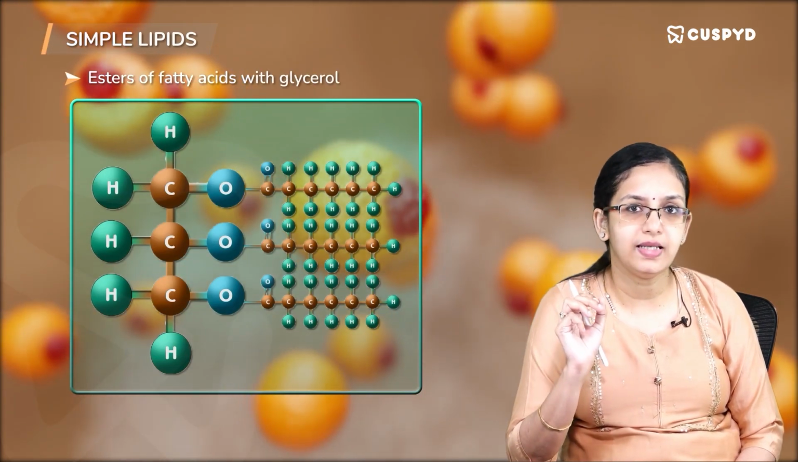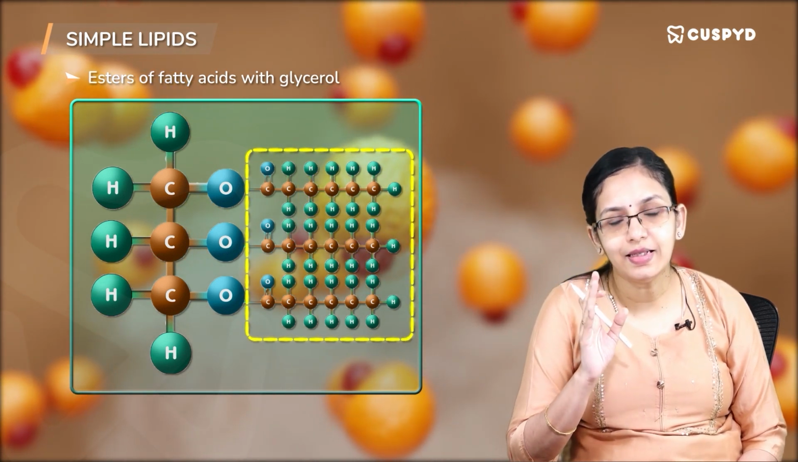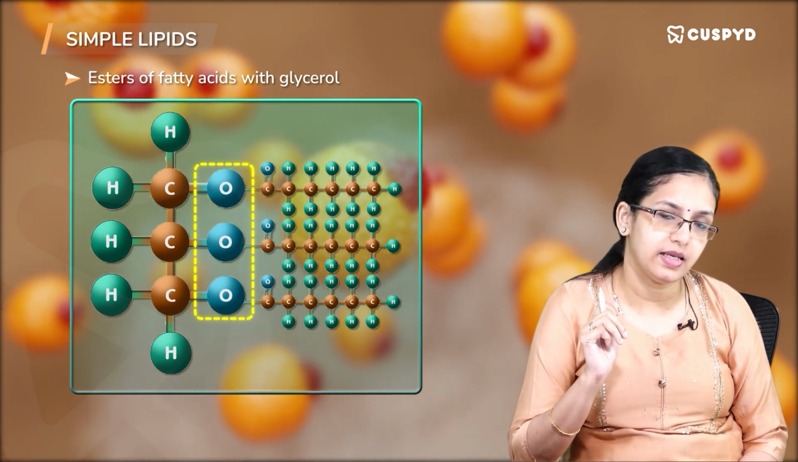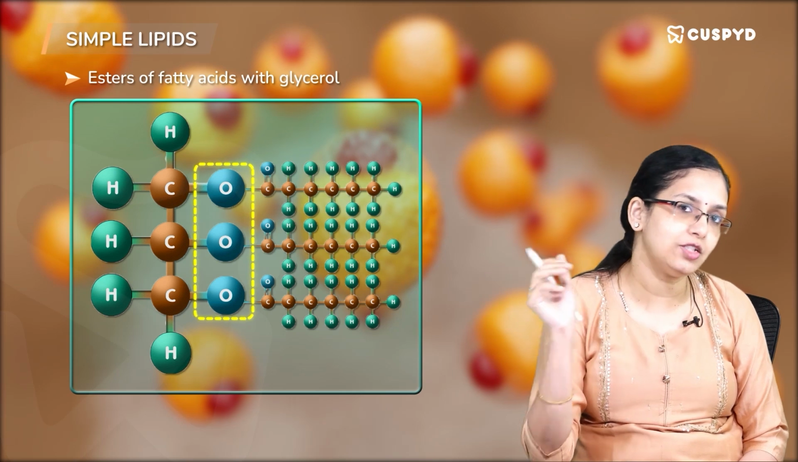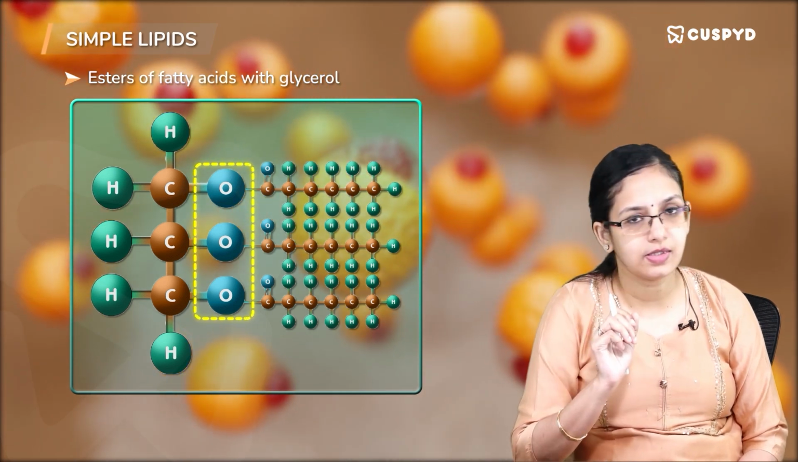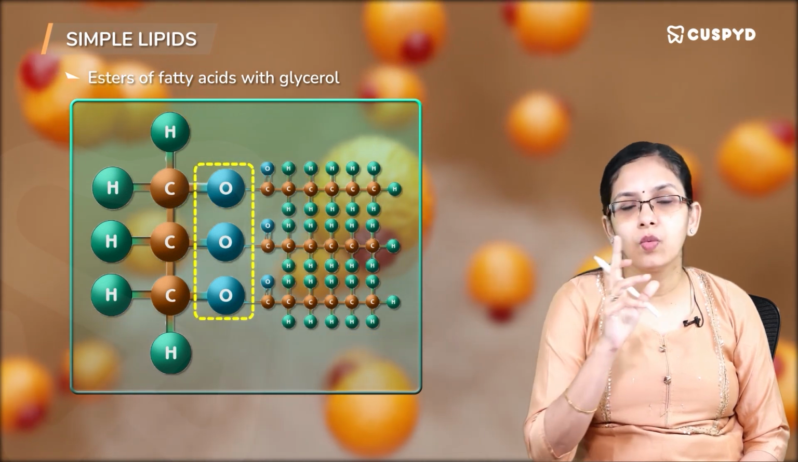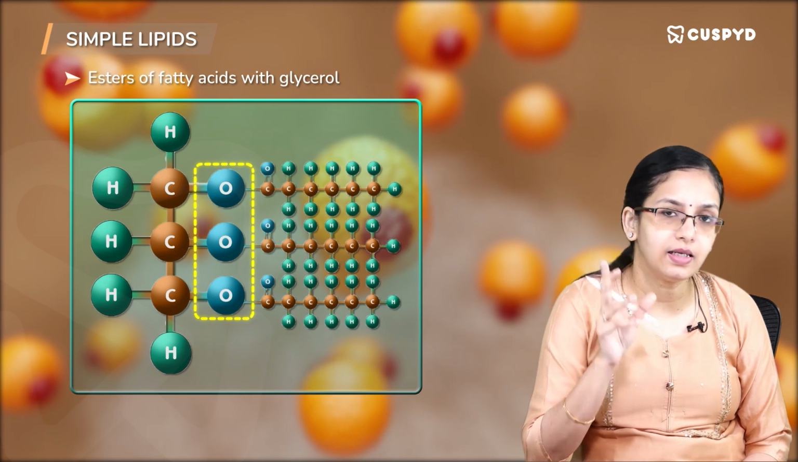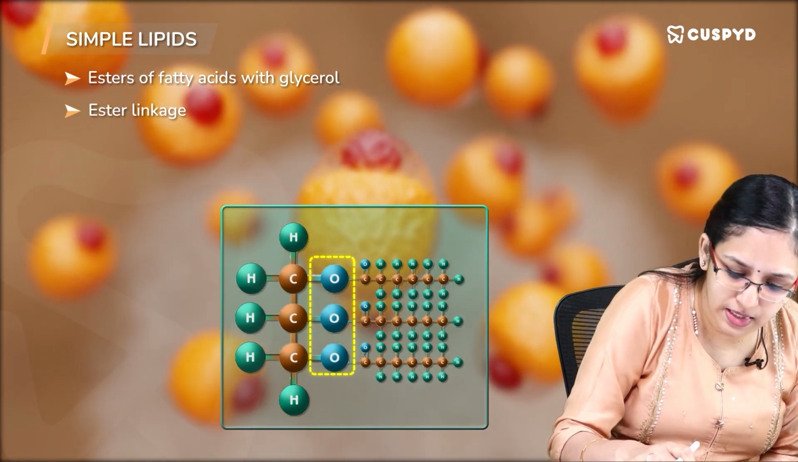What are simple lipids? These are esters of fatty acid with glycerol. Three fatty acid chains are attached to the carbon atoms of glycerol by ester linkage. In a carbohydrate, one sugar is attached to another sugar by a glycosidic linkage. In the same way, in a protein structure, one amino acid is linked to another amino acid by a peptide bond. Here in lipids, you should know that ester linkage is very important.